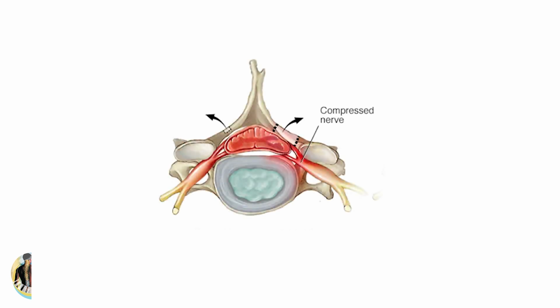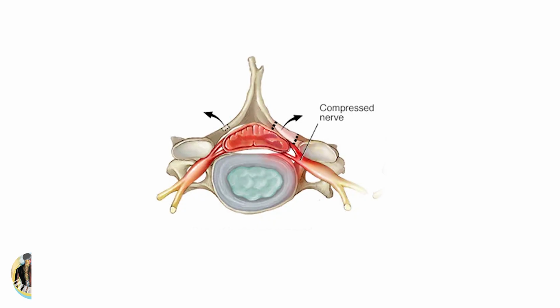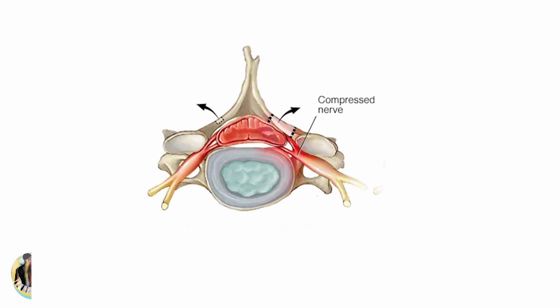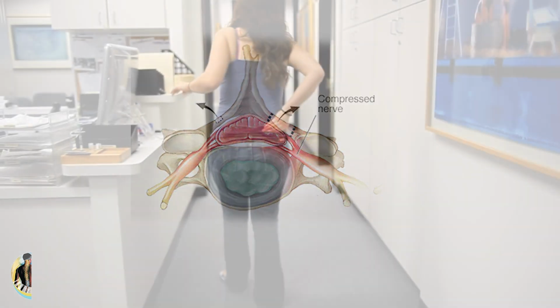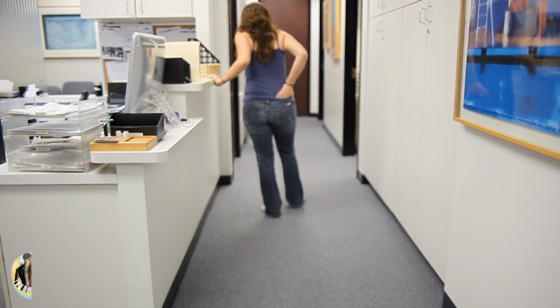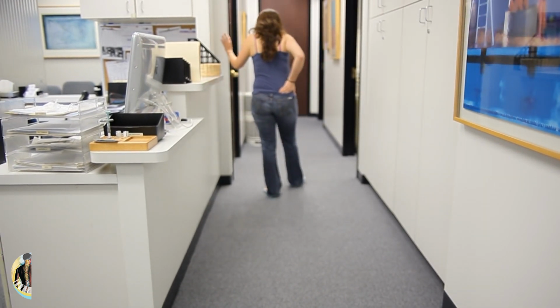The development of bone spurs can cause the narrowing of the neural foramina, where the nerve roots exit the spinal column. With less space, the nerve roots may become compressed. Nerve root compression can cause paresthesia, or tingling. If the nerve root becomes inflamed, pain may occur.